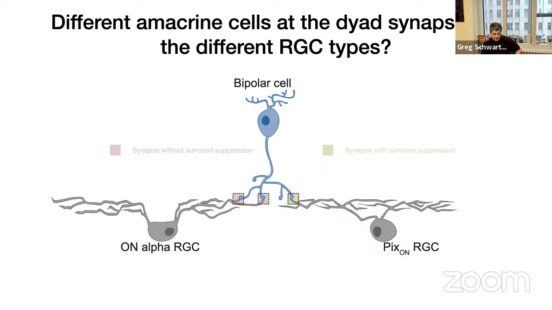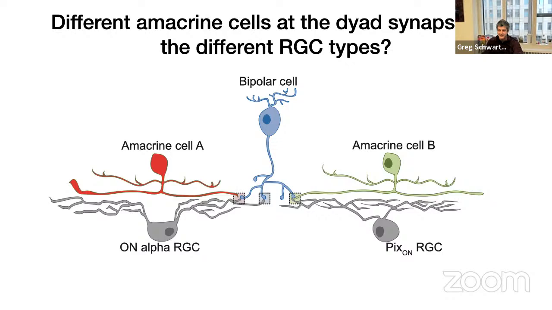So this is what this would look like. This is a bipolar cell, it's synapsing onto an on alpha and a pixon. But as many of the experts in the audience will know, the synapse is complex. It's not just like this. There's another player involved. These are dyad synapses, which 9 times out of 10 have an amacrine cell sitting right in proximity as well. So maybe there are different amacrine cells present at these synapses with pixons versus on alphas.